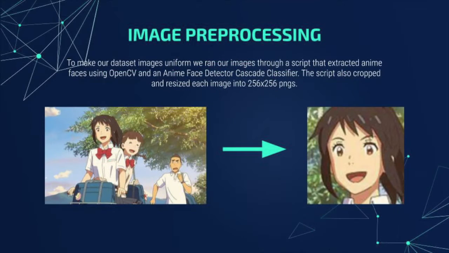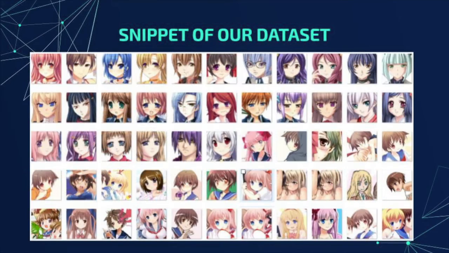To make all our data more uniform, we did some image preprocessing. We ran a script that extracted an anime face from the image and cropped and resized the image to a 256 by 256 PNG. This was completed through the use of OpenCV and an anime face detector cascade classifier. Here's an example of an input and output of our image preprocessing script. As you can see, it extracted a face from an image scene. Here's a snippet of our dataset.